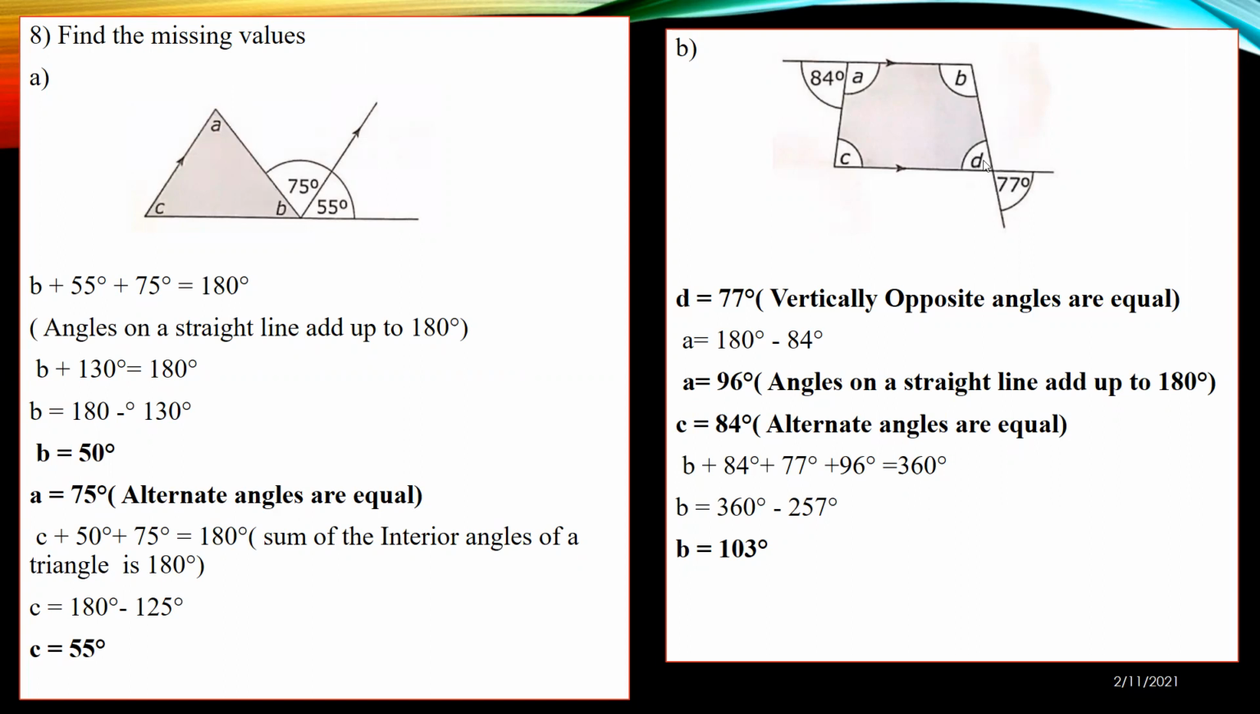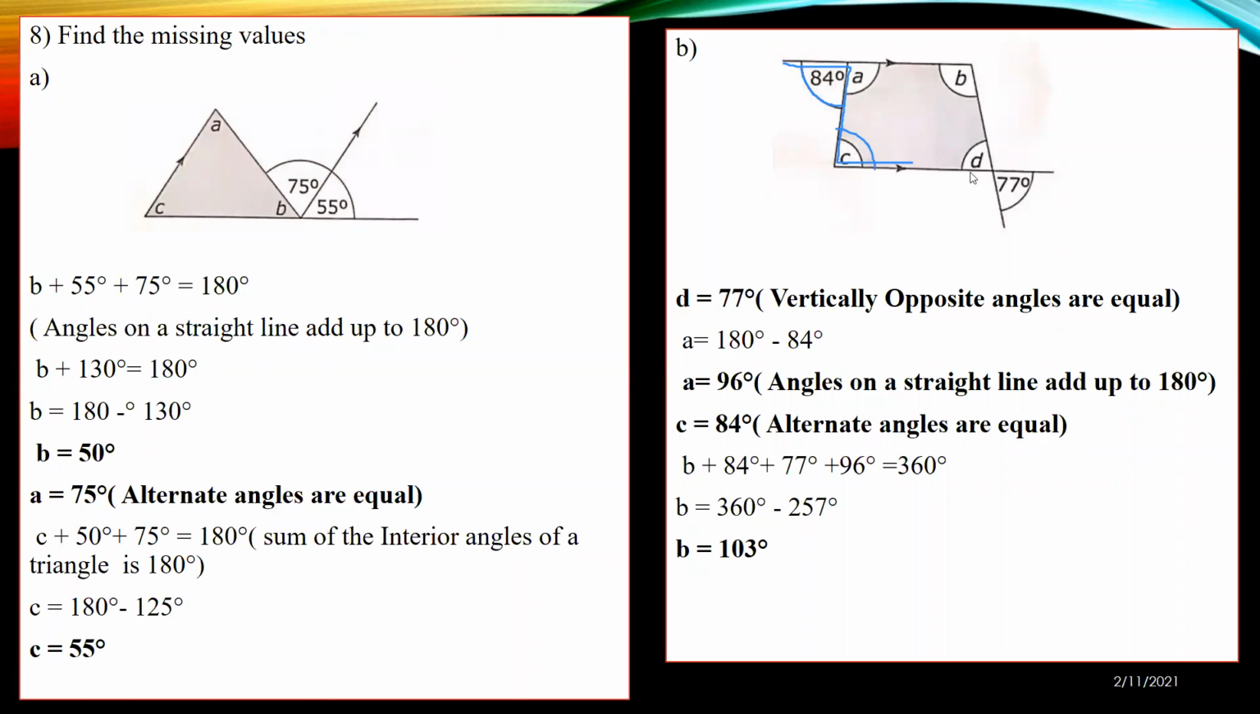Now, first, I'm going to find the value of D because it is the vertically opposite angles. We know vertically opposite angles are equal. So, therefore, D should be 77. Again, these two lines are parallel. So, therefore, I can take the shape of Z. Let me show it. Now, here, I can take the shape of Z. So, therefore, C also should be 84. So you can take it that way.